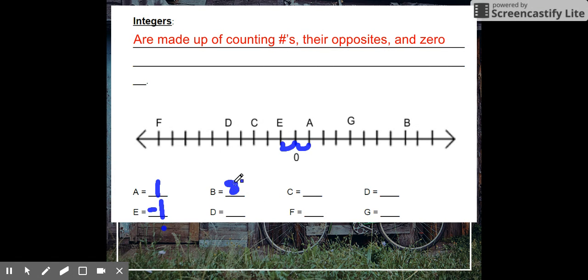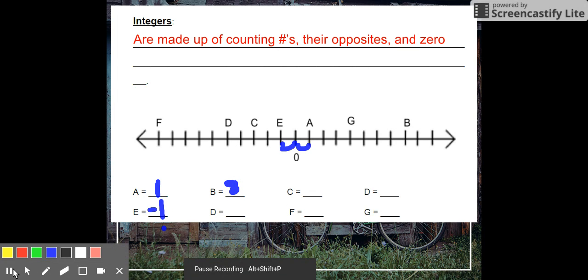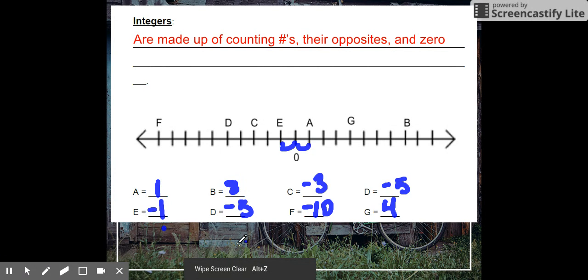You go ahead and try to do D through G. So here's what you should have gotten. D is negative 5, C is negative 3, F is negative 10, D's on there twice, so D again is negative 5, and G is 4.